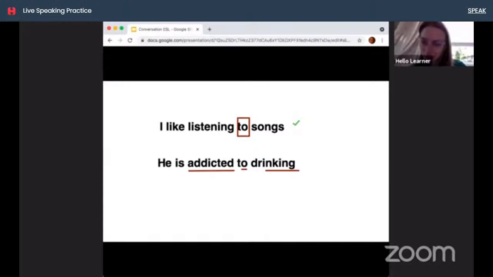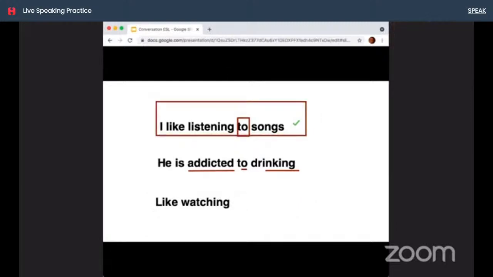Someone else? Himanshu? Is it to also follow with watching? I mean, I like watching movies, or I like watching to movies. Which one is correct? I like watching movies. We don't say to after watching. Listening is the one with to all the time. Watching doesn't have to have that.